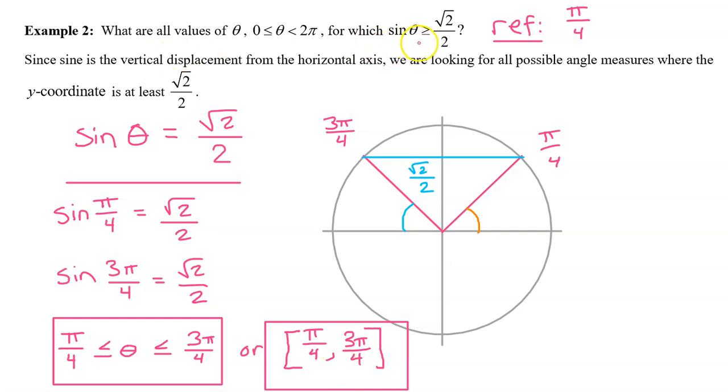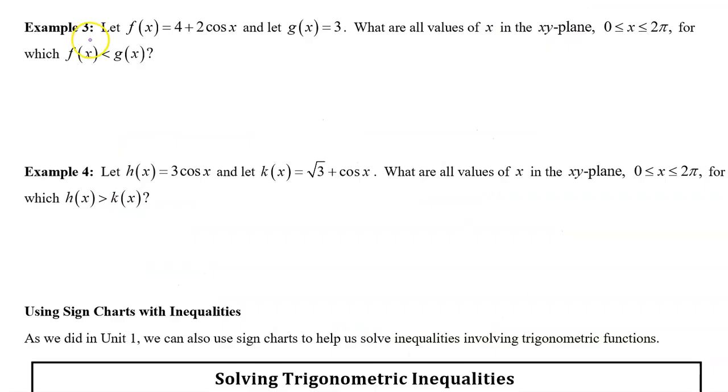Because we wanted the values of theta that would cause sine theta to be greater than or equal to radical 2 over 2, we will use brackets instead of parentheses to show that the pi over 4 and 3 pi over 4 are included in the solution. Example 3.